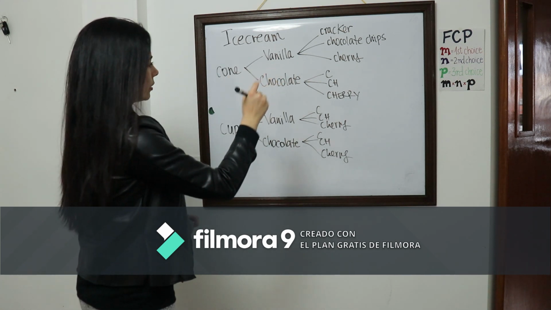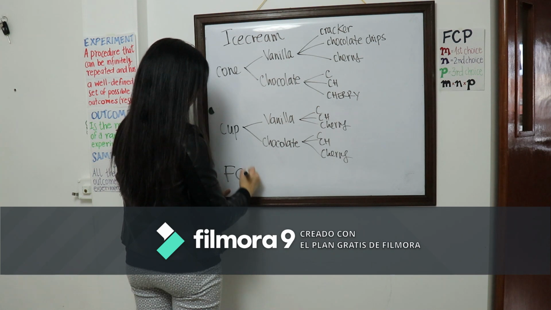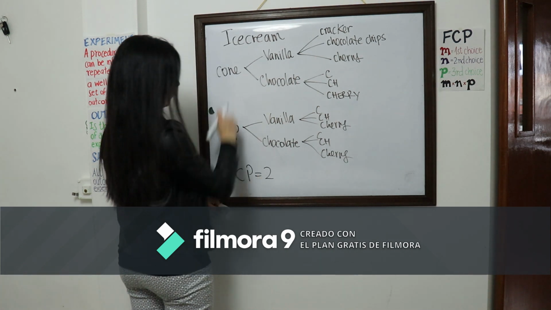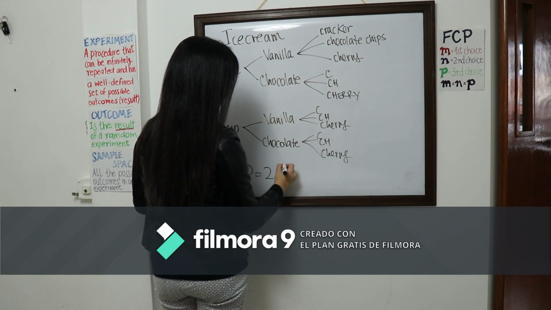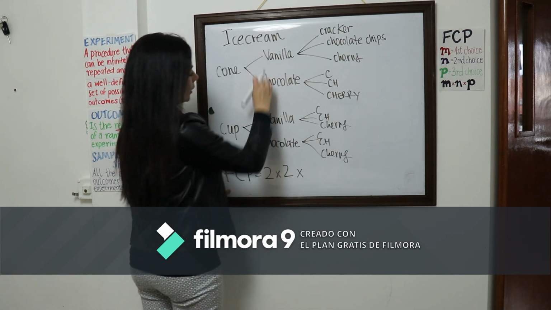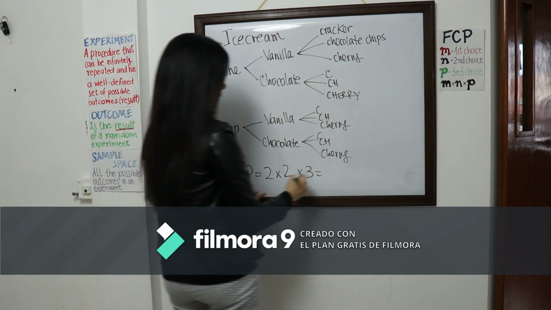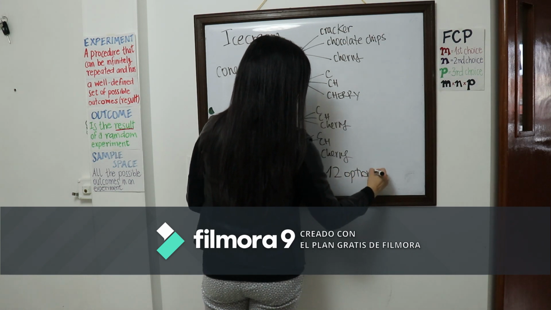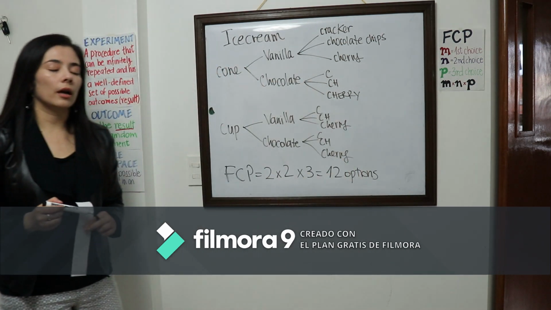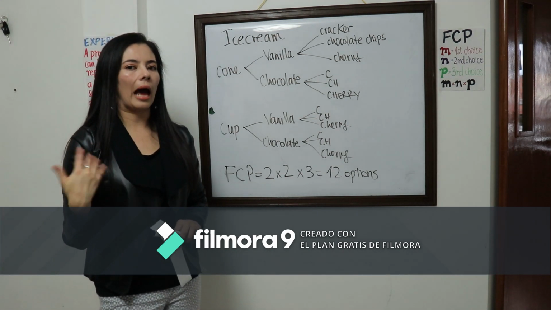Now, the fundamental counting principle could have just said, you know what? I'm going to do this. 2 options for cup or cone. Then 2 options for the flavor. And then 3 options for the toppings. So that's a total of 12 options. See? So the fundamental counting principle is going to help you a lot in dealing with it.